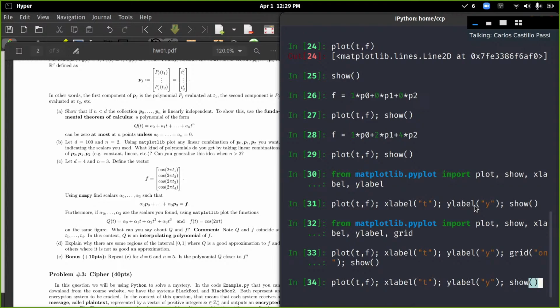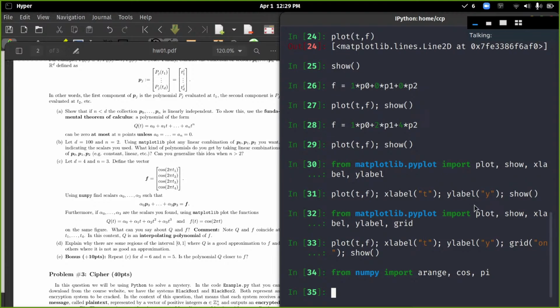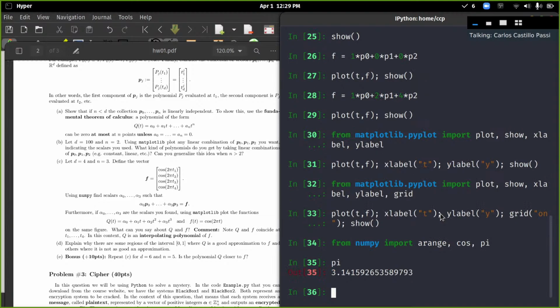To use the cosine function, you need to import it from NumPy. So from NumPy, you can use linspace, no, sorry, arange, and the cosine function, and also pi. Yes, you need to import pi also, pi being 3.1415. To complete, you use tab. By using tab, I can autocomplete.